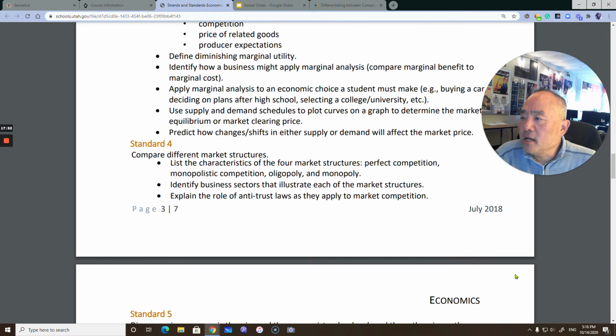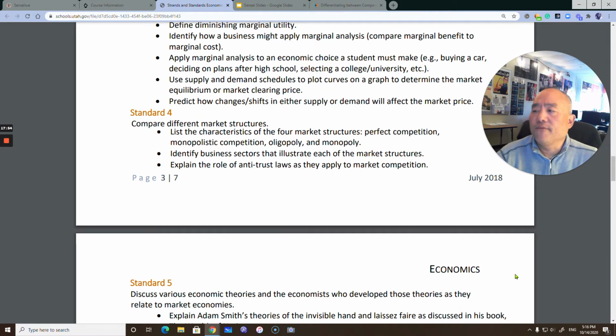Moving on to Standard 4. We're looking at comparing different market structures. So there are 4 different market structures. One is perfect competition. It does not exist. That's where you're talking about everything as a commodity. If I don't buy from you, there's 100 billion other people that sell the same identical product. Maybe a slightly different price, maybe less convenient, more convenient, but we're talking about the same identical products.